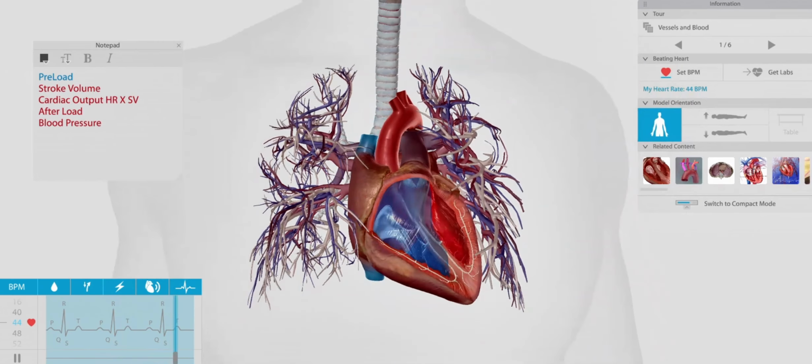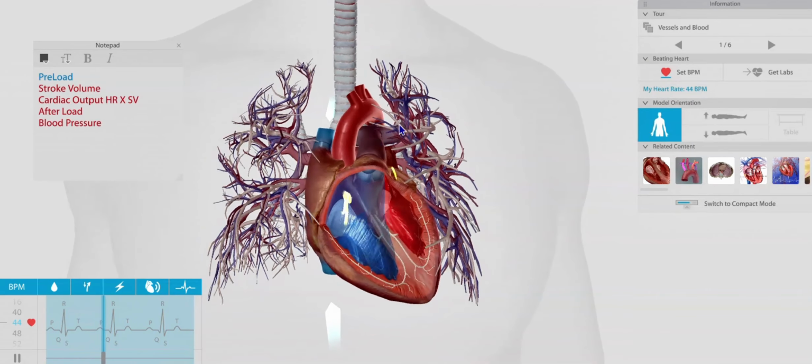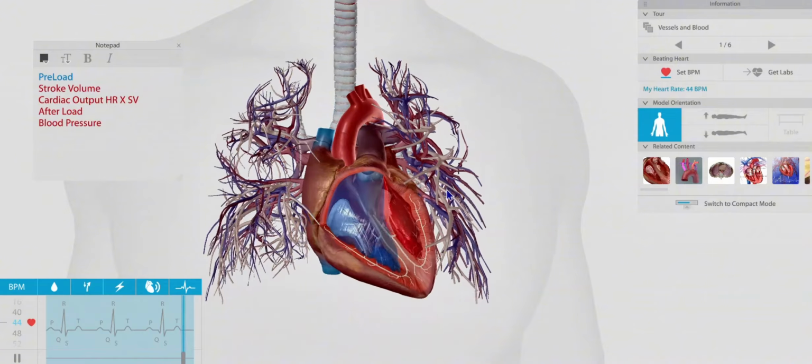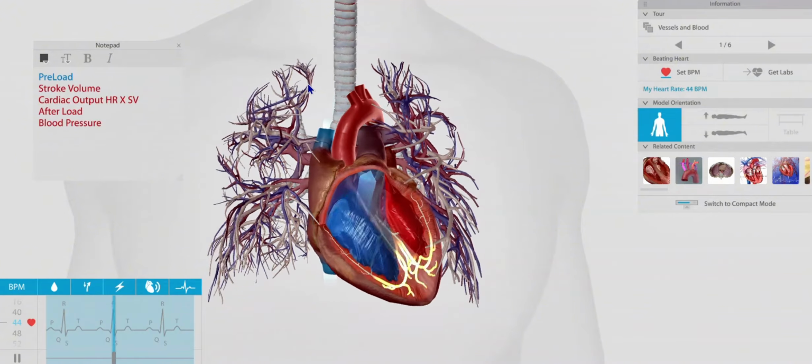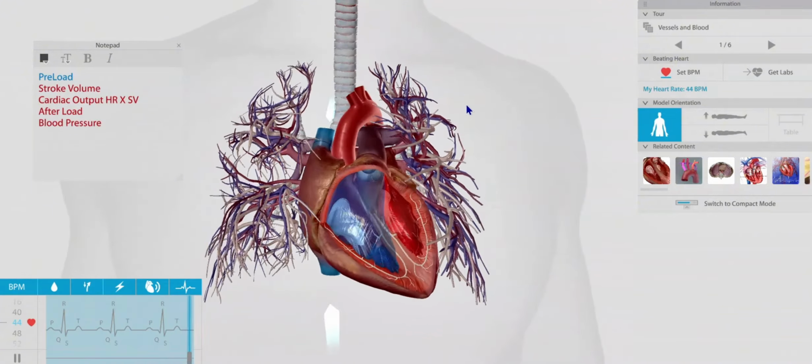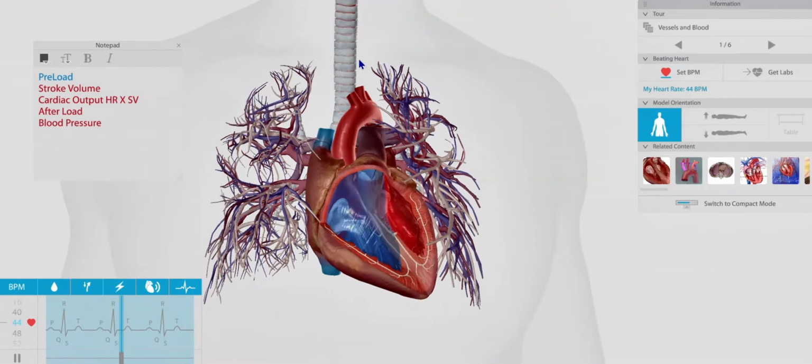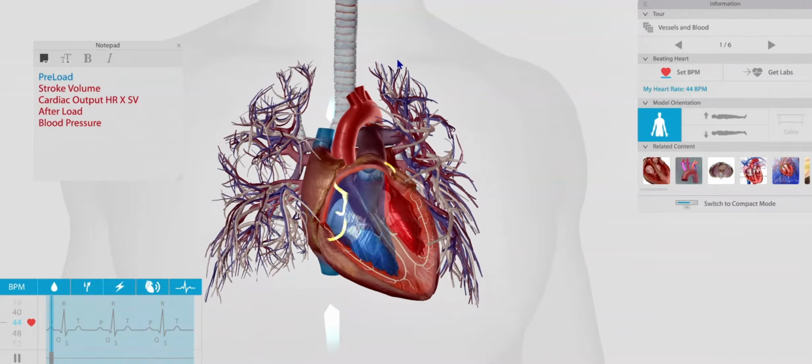So that pretty much covers everything with the vascular system there. As for the blood itself, I'm going to let this speak for itself. I got a little video for you guys to watch on that, and we'll let that run its course.